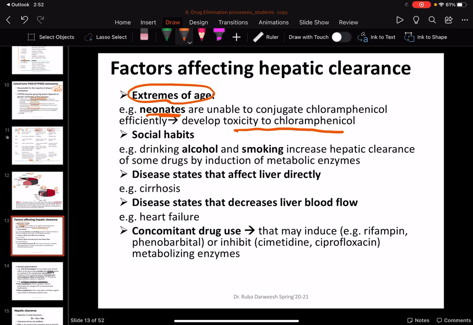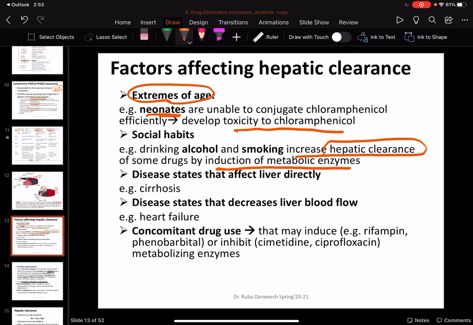Social habits, and that's why when you visit the MD, they will ask you different questions related to drinking alcohol or smoking, either cigarettes or hookah, because it affects the hepatic clearance. In the case of alcohol and smoking, for example, it causes an induction, an increase in the hepatic clearance because of the induction of some metabolic enzymes. So that's why smoking or drinking is one of the major factors that we should take into consideration in our patient.